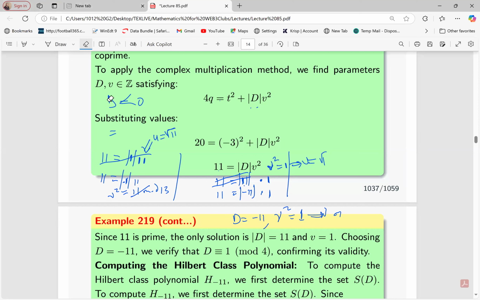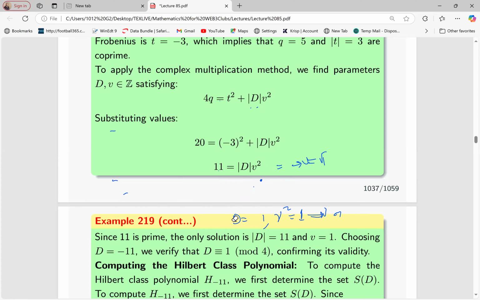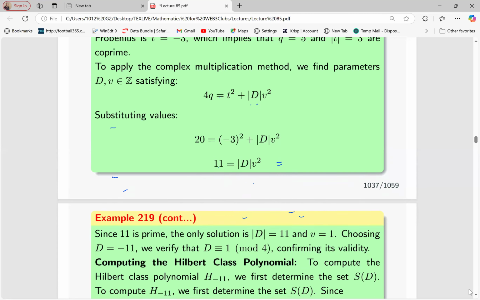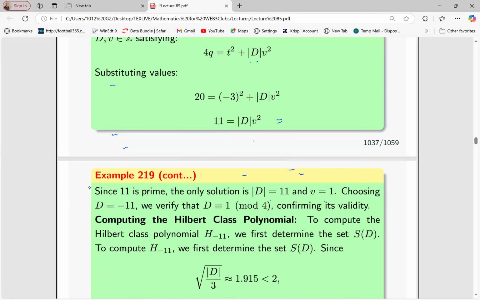So you can see how you come up with the D. That is how you come up with the D, using the conditions we were given. So our D now, we are comfortable that our D will be -11 and our V square will be 1. That's what I've written here and said that since 11 is prime, the only solution is supposed to be this and that. But when we've seen, it will not work.